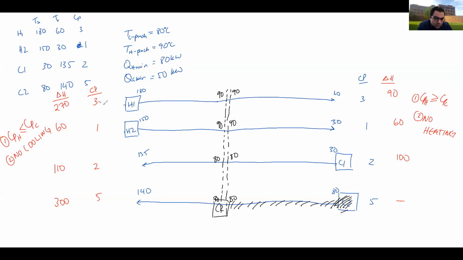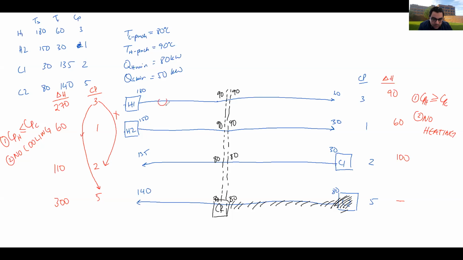CP hot, H1 with C1. Does this work? Is CP hot less than CP cold? This does not work, right? So let me move on to the second guy. Is CP hot less than CP cold? Yes. So this transfer works. So I'm going to connect H1 to C2.